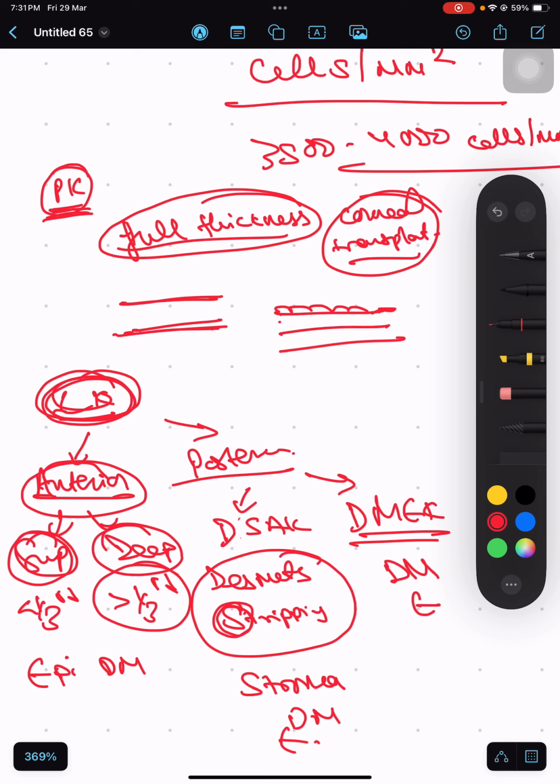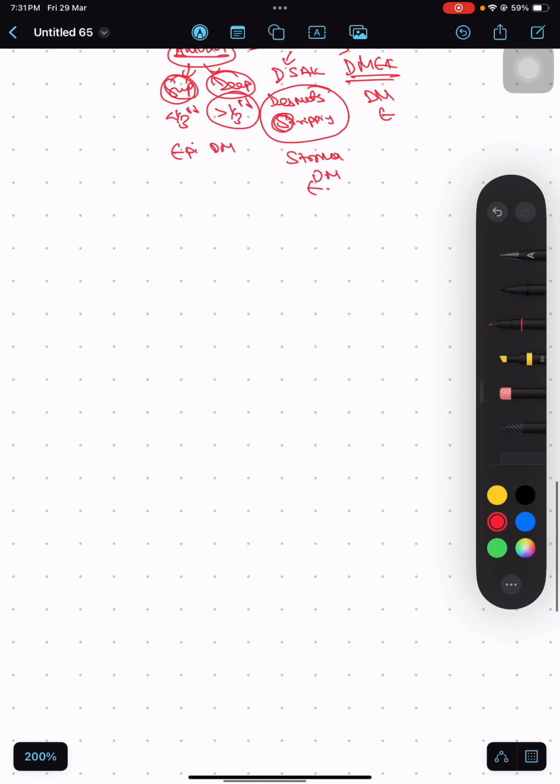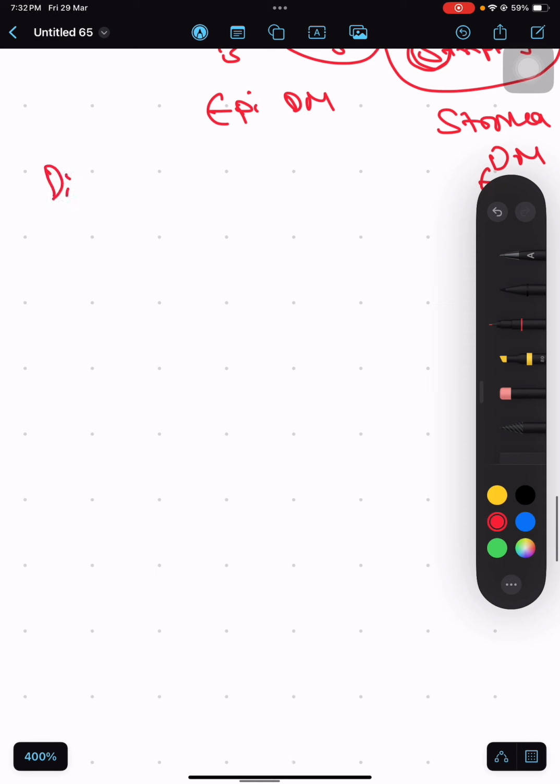So if we take less than 1/3 of the stroma over here, this is known as superficial. More than 1/3 of the stroma, then that is known as deep. I hope we are clear till here. Okay. Now the next thing that we have to remember is, what are the different complications?